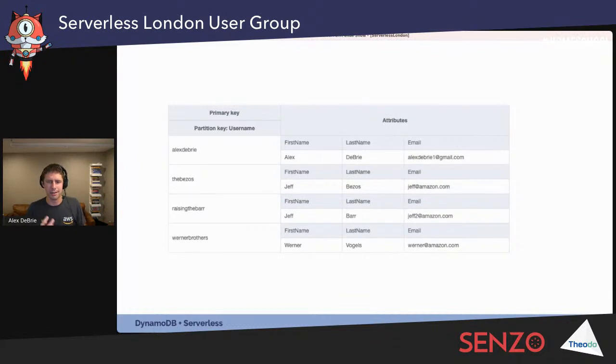They create a username, they log in, different things like that. We might have our data here. We have 4 different records. I have myself, and then a few folks that work at Amazon. We have Jeff Bezos, Jeff Barr, Warner Bros., things like that.